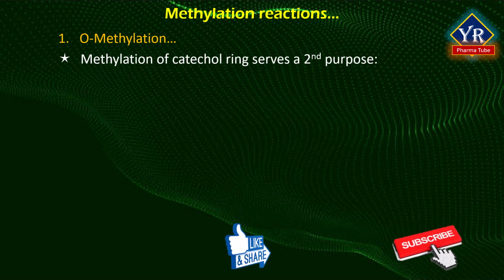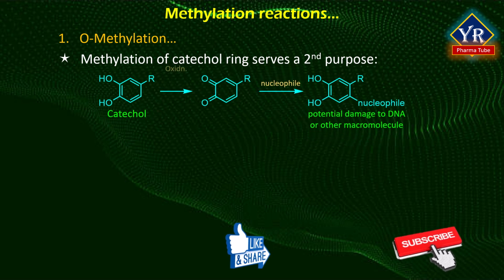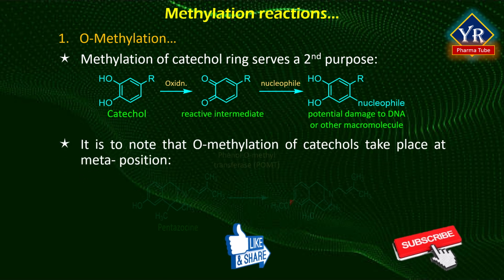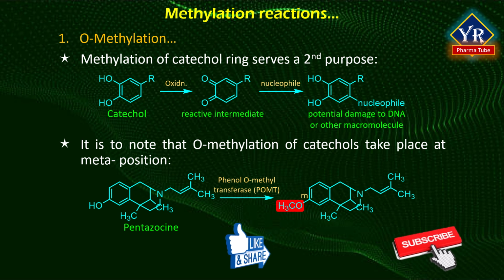The methylation of catechol rings serves a second purpose because it prevents their oxidation to highly reactive intermediates as shown here. As previously discussed, glutathione can help neutralize or inactivate these types of reactive intermediates. However, without COMT, high doses of catechol containing drugs could deplete glutathione stores. Please note that the methylation of catechols occurs preferentially at the meta position and that the N-methylation of phenylpropanolamine is a minor metabolic pathway for this drug molecule.